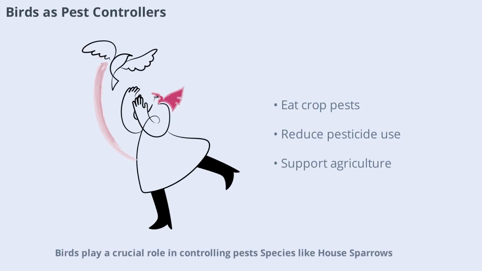Birds play a crucial role in controlling pests. Species like house sparrows, cattle egrets, and black drongos feed on insects that can damage crops. Predatory birds such as chikras and barn owls help control populations of rats and mice, protecting agricultural yields. This natural pest control reduces the need for chemical pesticides, benefiting both farmers and the environment. Birds are truly nature's own pest management team.